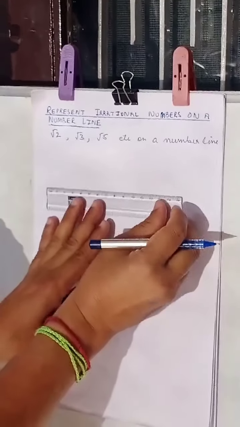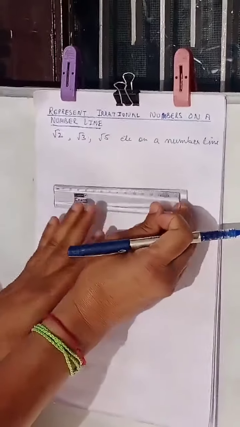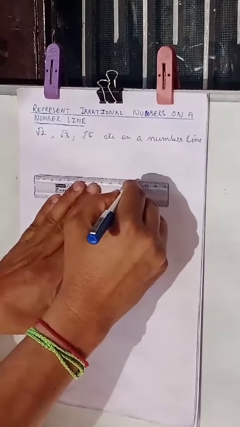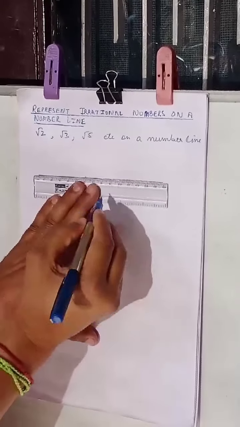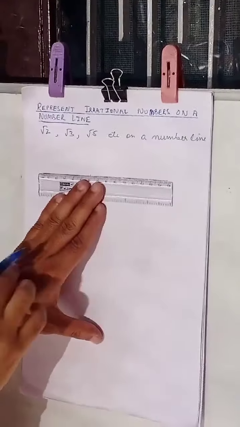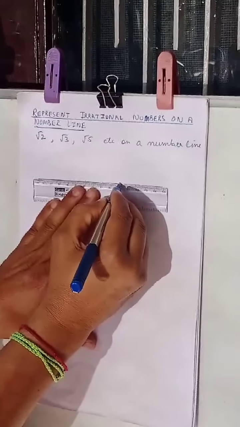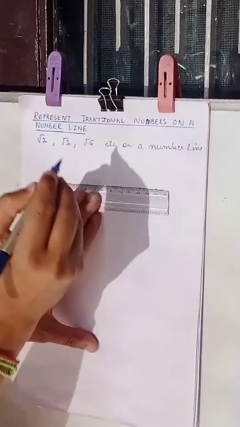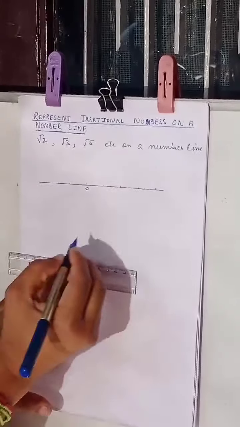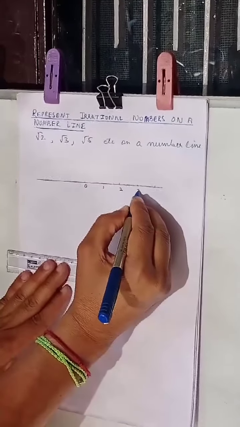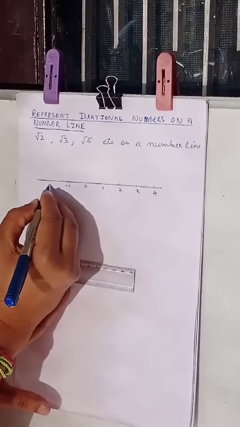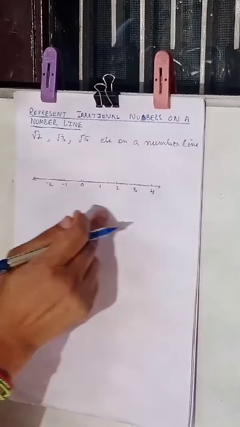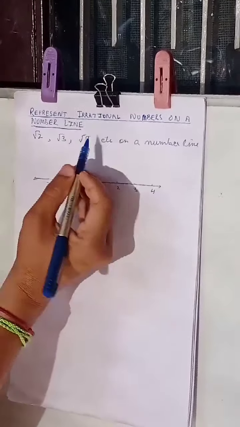First of all, with the help of a scale, we just draw a line and take points at equal distance from each other. Let us take 2 points at a distance of 2 centimeters. So this is 0, 1, 2, 3, 4, minus 1, minus 2. Now, these are the integers on a number line. But we have to locate root 2, root 3 or root 5 on a number line.